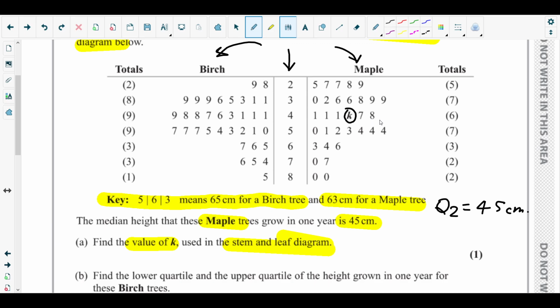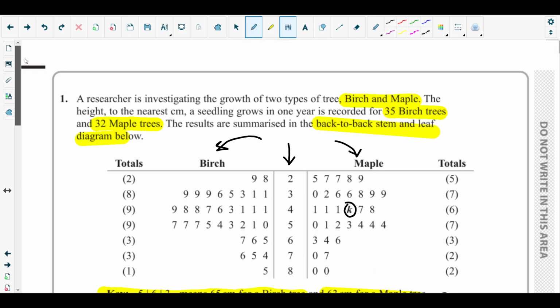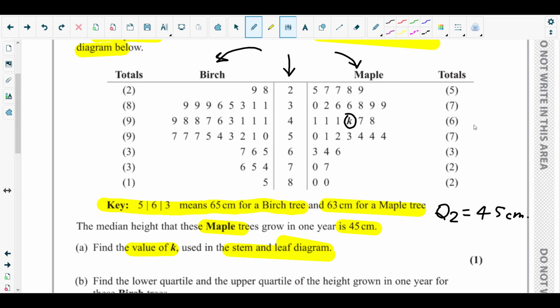Before asking for the value of k, they mentioned the median height, which means we need to make a relationship with the median of the data. Median and quartiles depend on the total number of data values. Here the total number of data is 32, since there are 32 maple trees, so n is 32. And 32 is an even number.